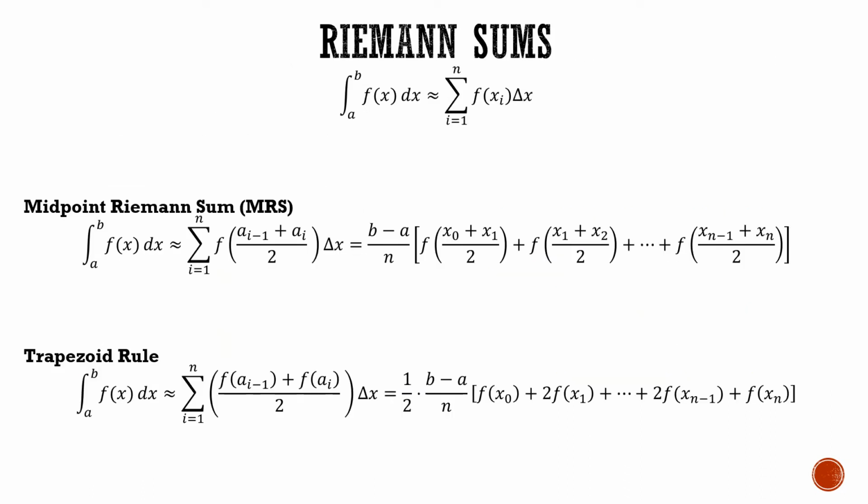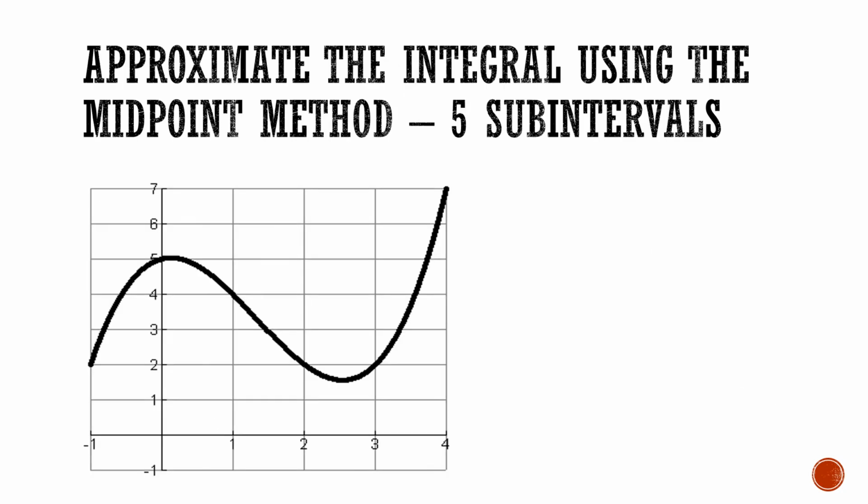All right, so we have 2 more types of Riemann sums. We have our midpoint Riemann sum, which is basically the same as the right and the left, except instead of pulling from the right or the left, we're going to pull from the middle. And then we have our trapezoid rule, which basically says we're going to take the endpoints of each interval and connect them, making trapezoids. Again, the formulas look a little crazy, but they're not as bad as they look.